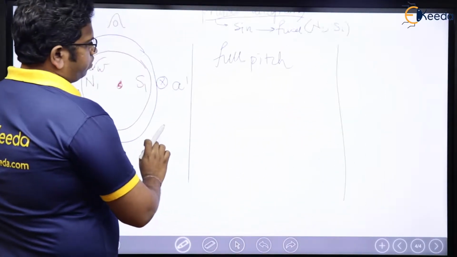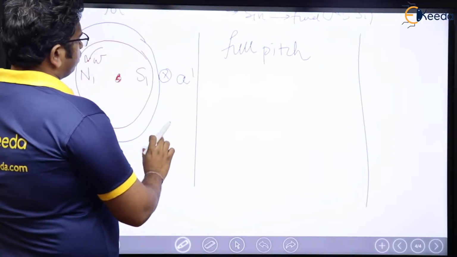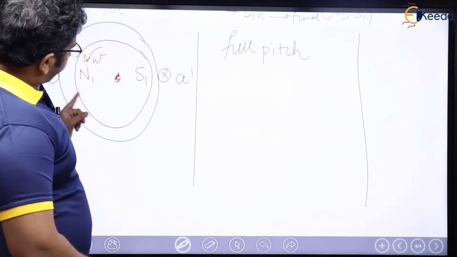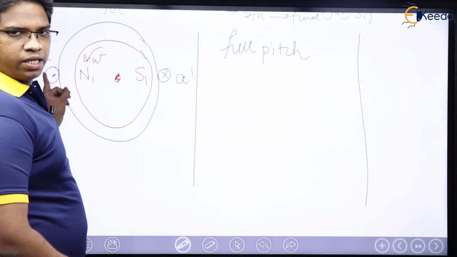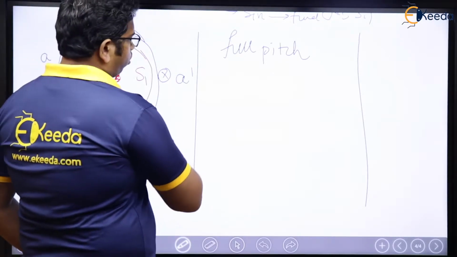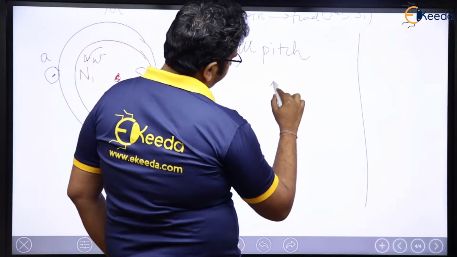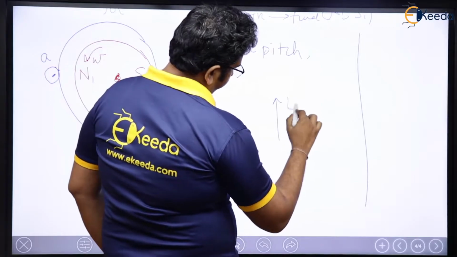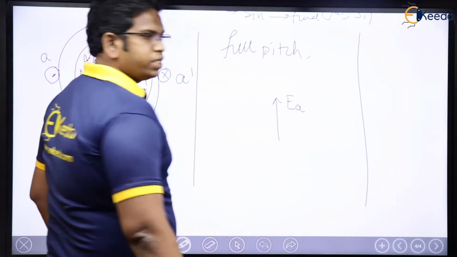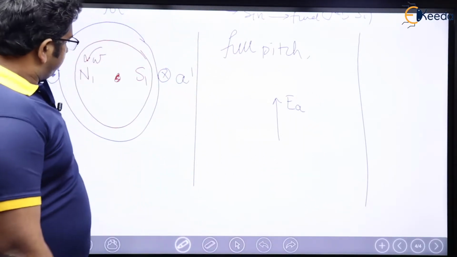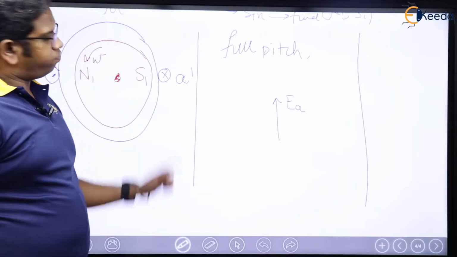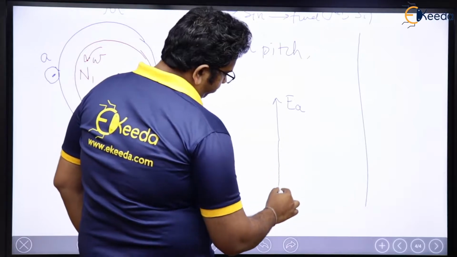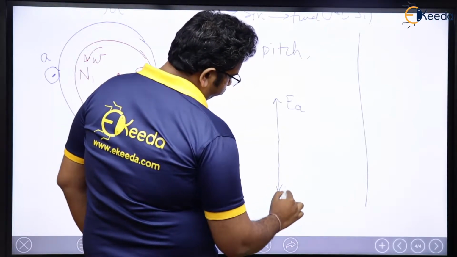See here, very simple phasor diagram. Nothing else. Full pitch phasor diagram, how is it going to be? If I consider this EA as positive maximum, this is EA, right? Now this cross, which is EA dash. Let me consider EA dash here. At the same time it will happen, but in the opposite direction. This is going to be EA dash.